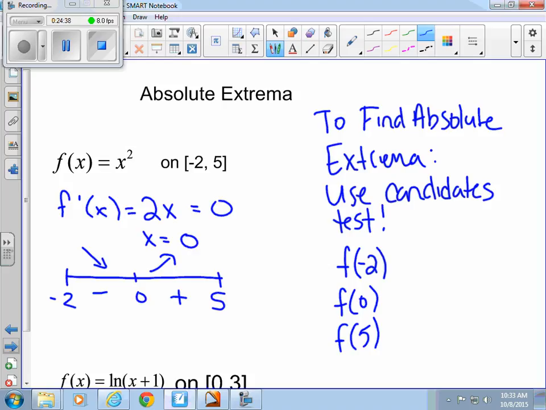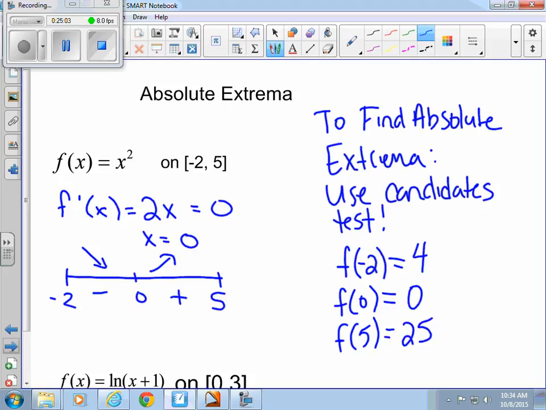Are you doing this into the original? Or into the original. And why into the original? Because what am I trying to find here? I want to find out which one is the tallest point on the graph, right? So I'm going to plug in -2 and I get 4. I plug in 0 and I get, and I plug in 5 and I get.